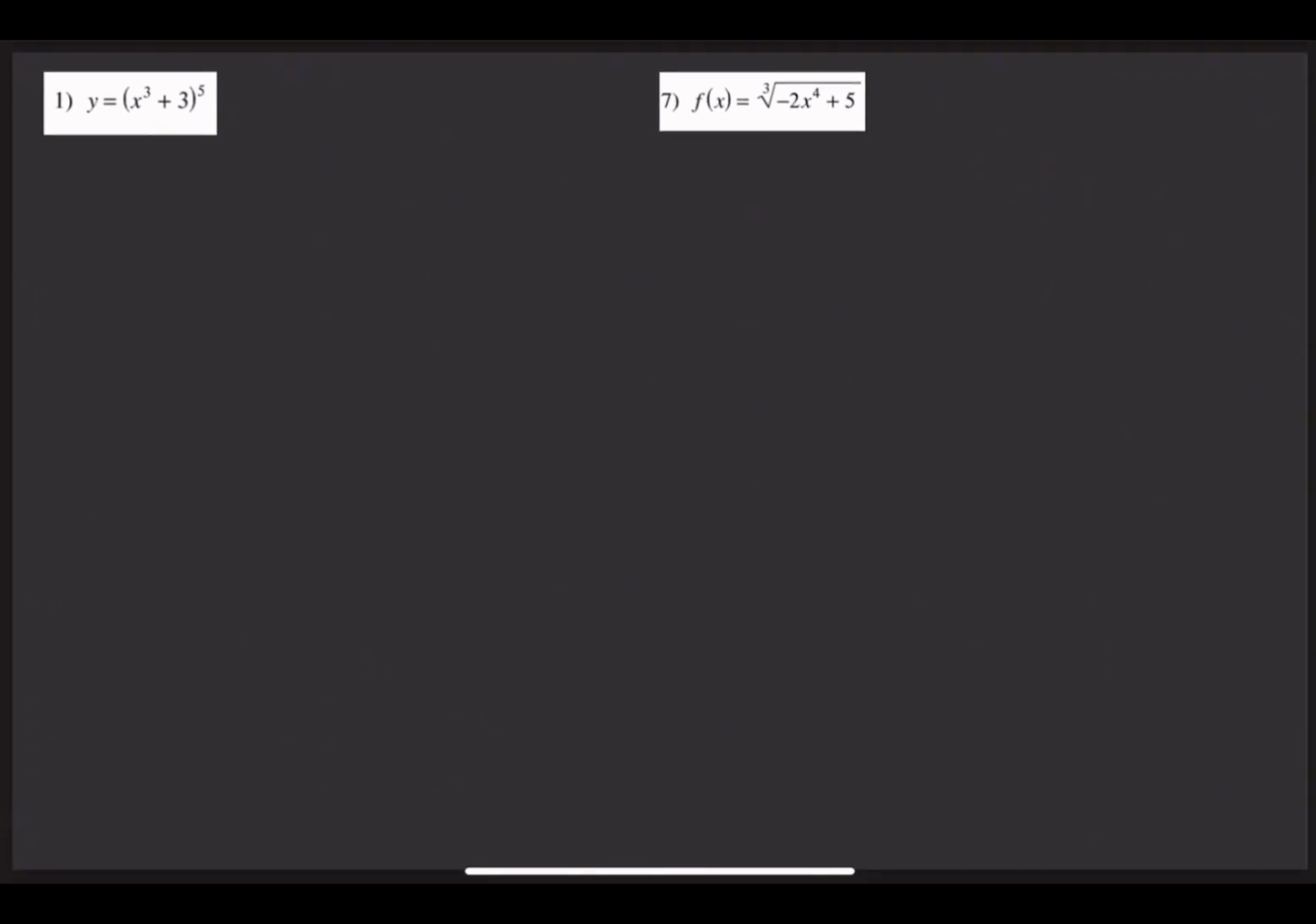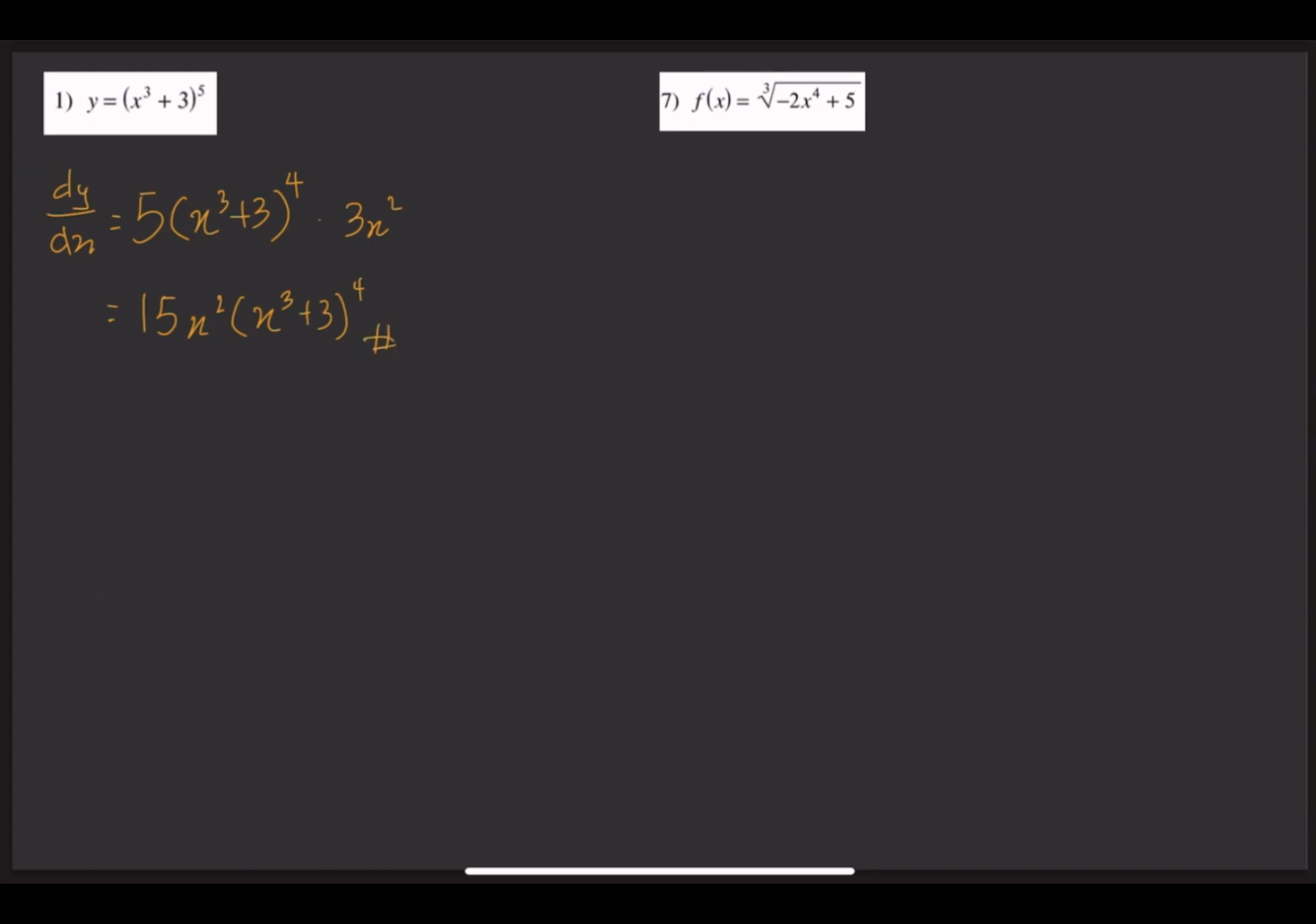We have this function, right? So in this situation, we have the inner function, which is x^3 plus 3, and the outer function is to the power of 5. So we take the outer function, dy/dx equals 5, then maintain the inner function, then power 4, then multiply by the derivative of the inner function, 3x squared, right? This will get you 15x squared (x^3 plus 3) to the power of 4. And there you go, pretty simple.